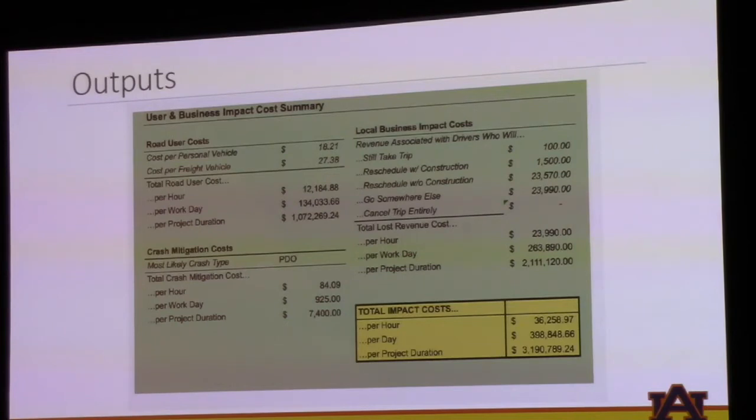Now, I want to highlight the numbers that you see here. This is a representative example that we did of a project that was happening in downtown Auburn, but we played around with the numbers in general, and you can see the scale of the impacts is quite dramatic, especially those local business impact costs. It falls in the $2 million project duration range compared to the road user costs, that's $1 million, and then the crash mitigation costs, which are significant, but that's only about $7,000 comparatively. So again, all three of these are really important for comparison.